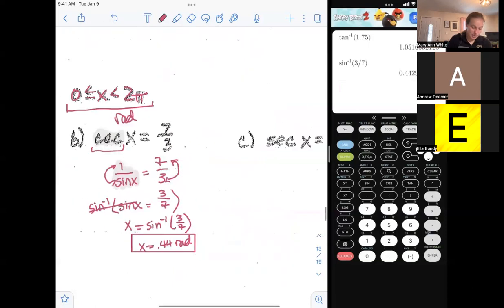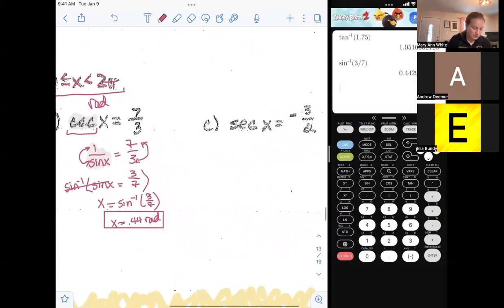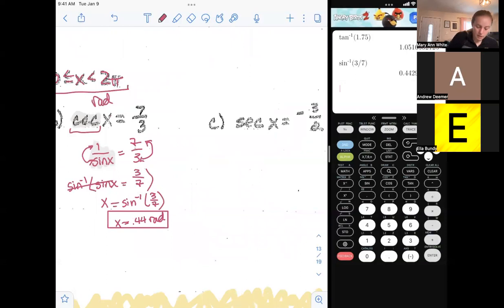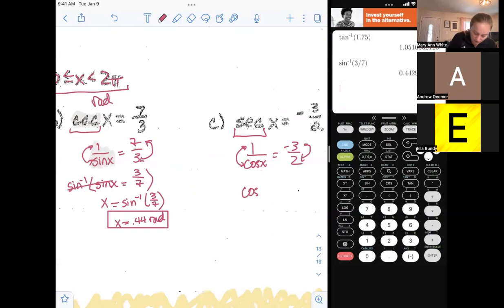All right, last one is a lot like letter B, so I'll keep it so you can see both of them. We know that secant is the same thing as the reciprocal of cosine. So we'll say 1 over cosine x equals -3 over 2. And just like the last problem, I want it to be a normal cosine. So that means I've got to flip my fraction. So we'll say cosine of x equals -2/3.